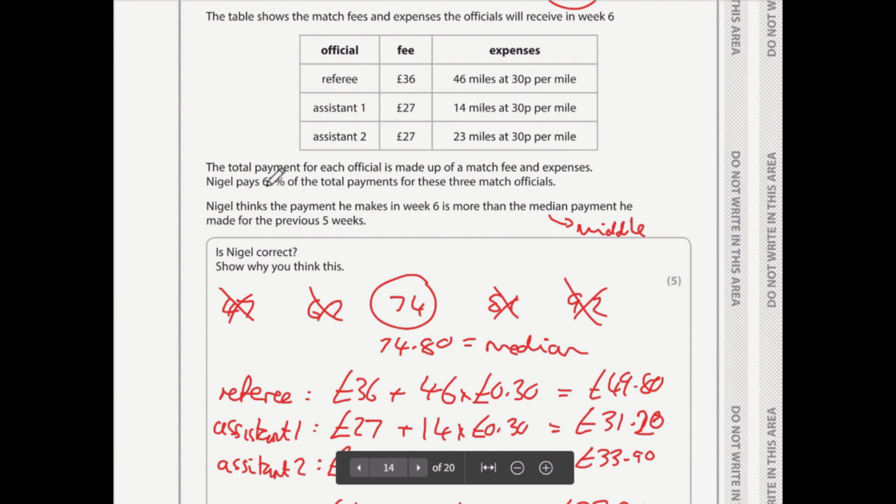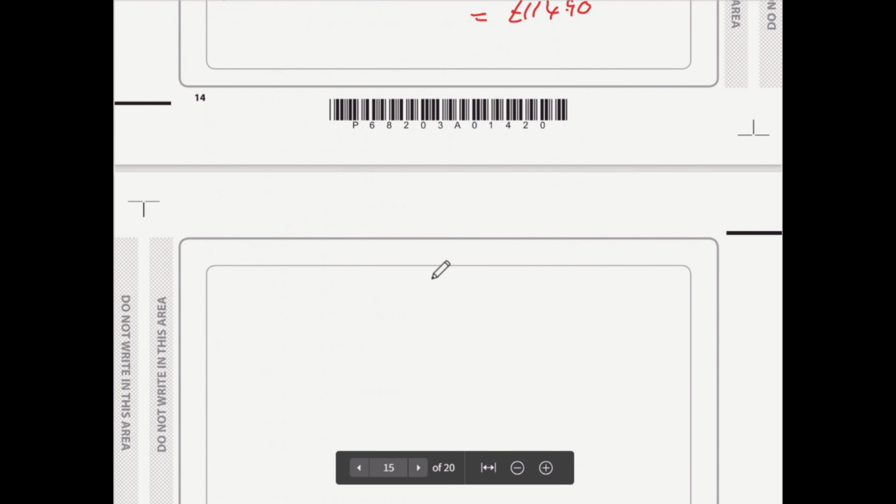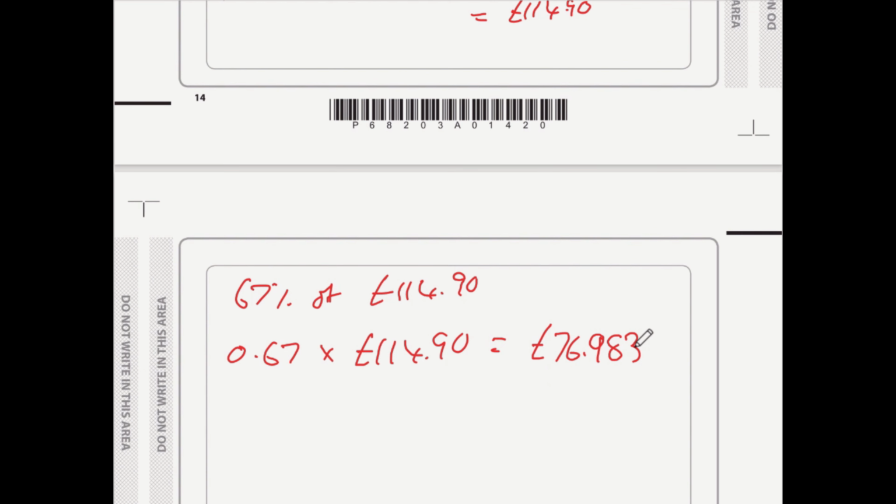Now, Nigel doesn't pay this full amount. It says that he pays 67%. So we want to work out 67% of 114.90. So the calculation is 0.67 multiplied by 114.90. This is the percentage multiplier for 67%. It's the decimal equivalent of this number. It's this number divided by 100. And 114.90 times 0.67 comes to £76.983. So we'll just say £76.98.